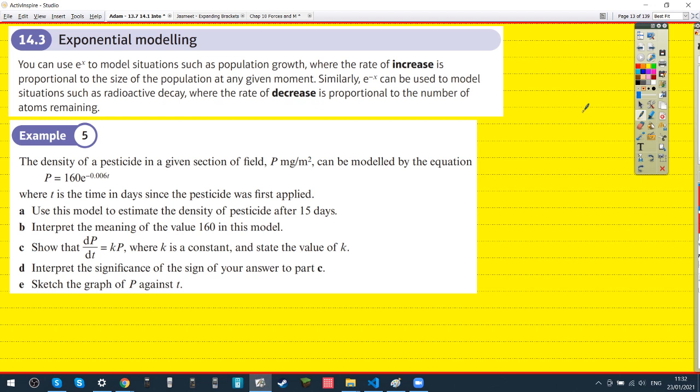Any idea about A? No. So instead of x and y, you have t and p, where t is time, p is the density of the pesticide. 15 days. Time is measured in days. So you sub 15 into t. Yep. So it'd be minus 0.006 times t, or 15. And then can you multiply them together? Yeah, I'd calculate it.